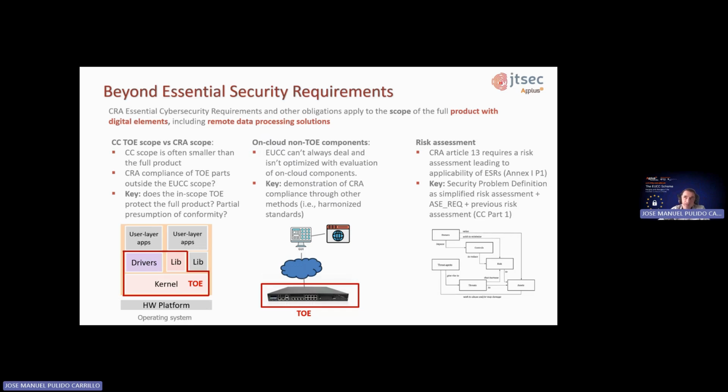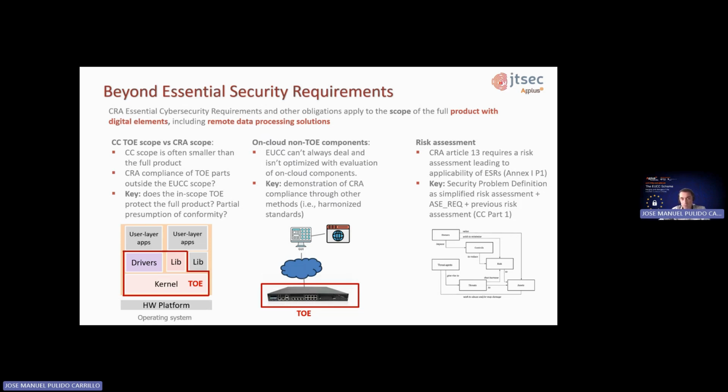So if the scope of the EUCC certificate does not cover the full product, then maybe we cannot conclude that it provides presumption of conformity with CRA requirements for the full product for the same scope of application. Okay, so here one idea that we are exploring is if the demonstration that the TOE scope, including the security function, is sufficient to protect the full product, then maybe this gap could be bridged.